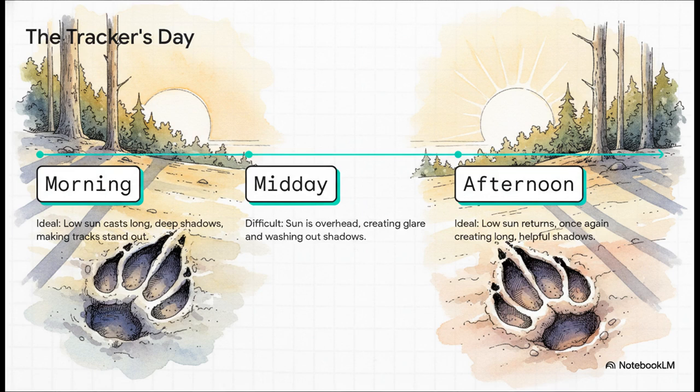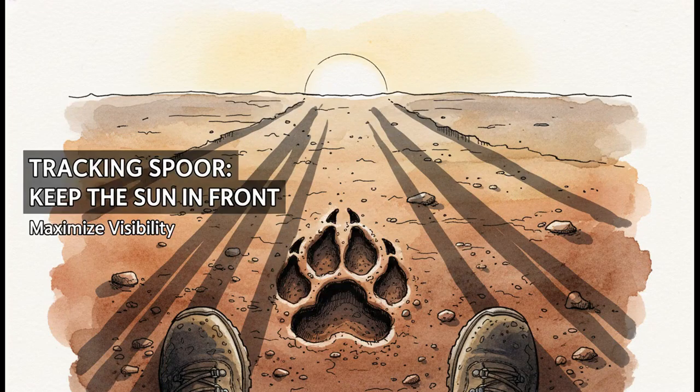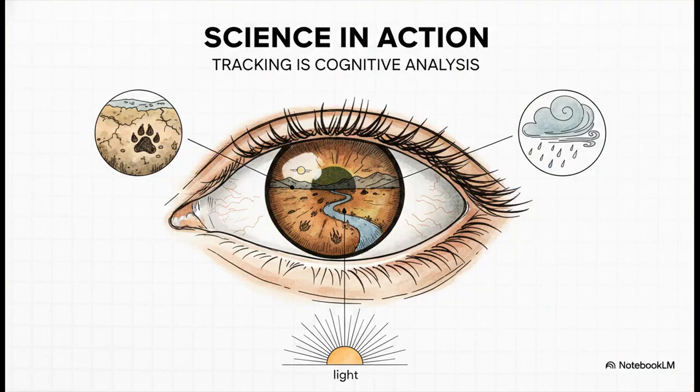But at midday, the sun is directly overhead, and those same tracks can become almost invisible, completely washed out in the bright light. And this right here is a key technique. A tracker will always try to position themselves so the track is between them and the sun. This angle makes sure the light casts shadows back towards them, making that spoor as clear as it can possibly be.